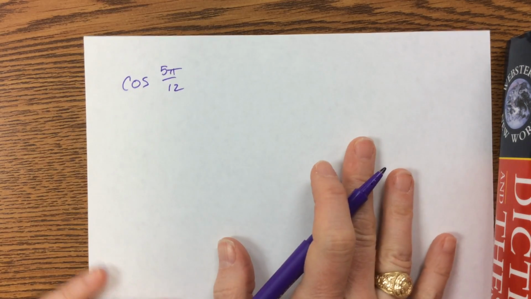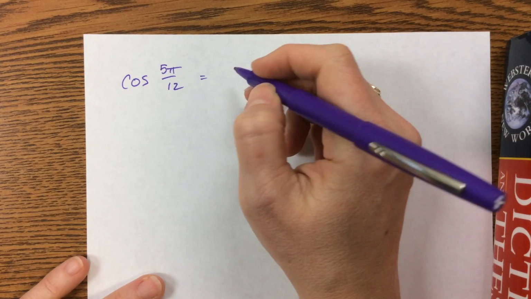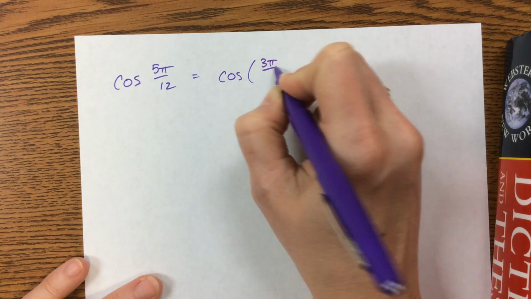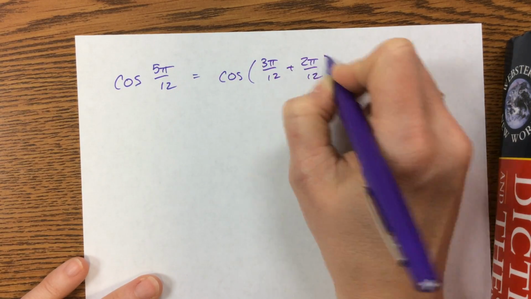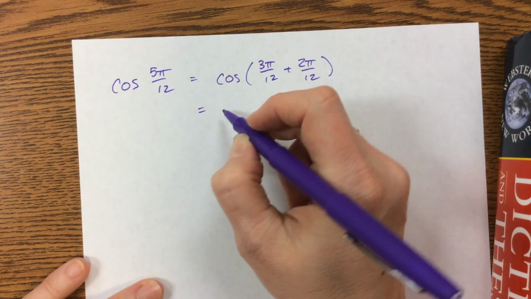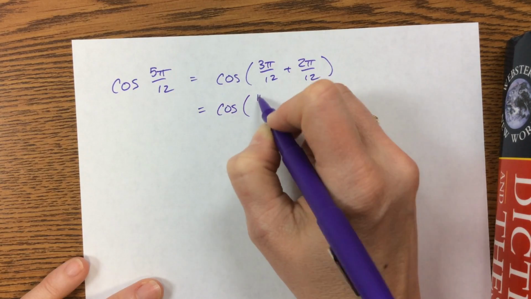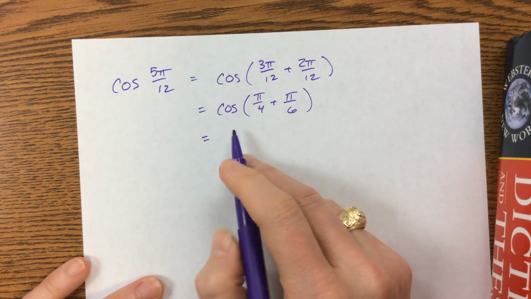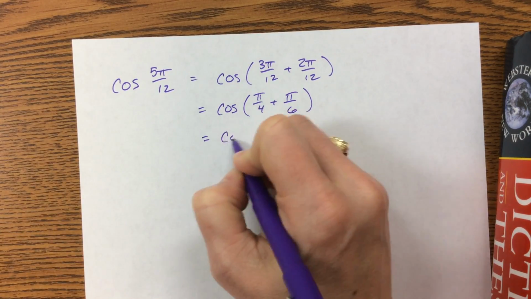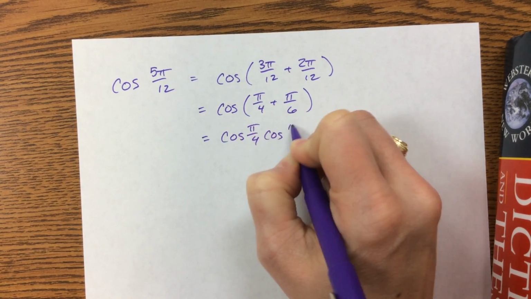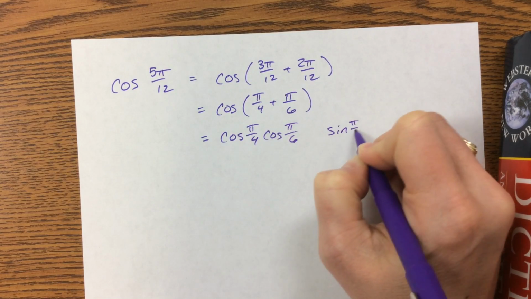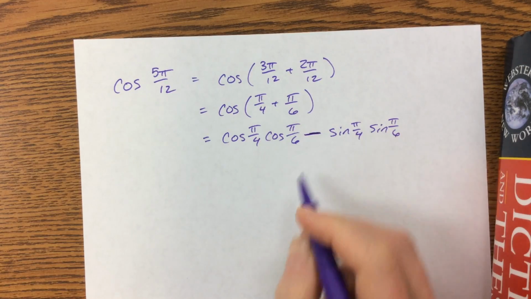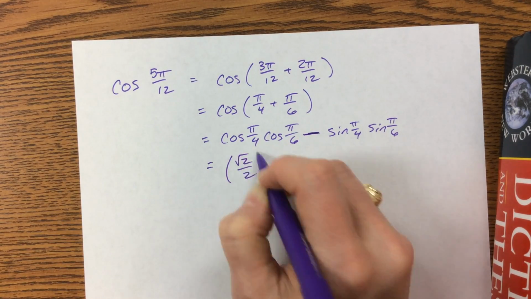Okay, so we've got a few different options. One way that we can do this is we could say this is equal to 3 pi over 12 plus 2 pi over 12, because 3 plus 2 is 5. This cleans up to be pi over 4 plus pi over 6, and these are both things we know from the unit circle. So then I can use my cosine rule: cosine, cosine, sine, sine, and then I do the opposite sign, so instead of that it's now a negative.